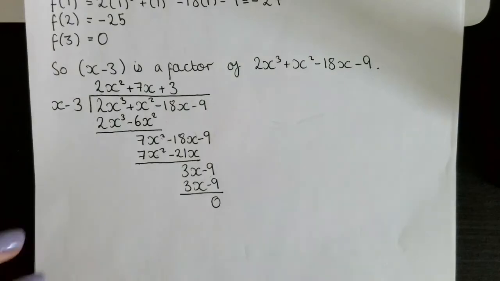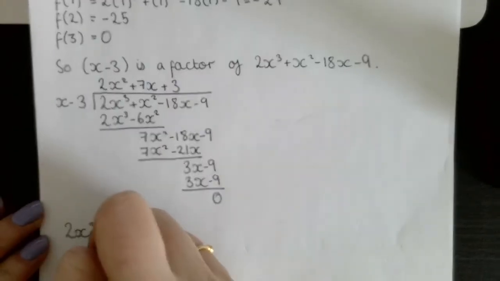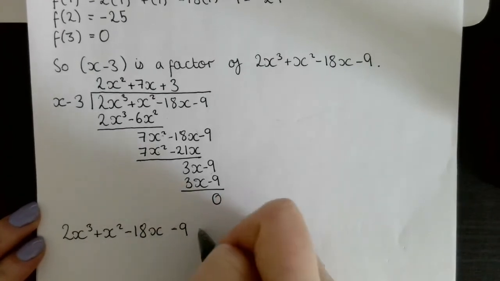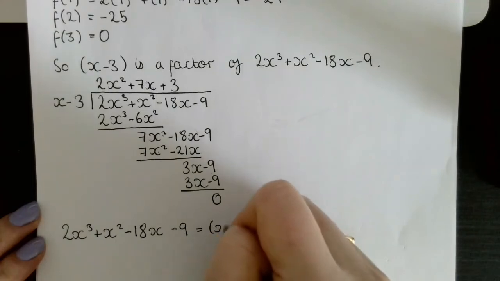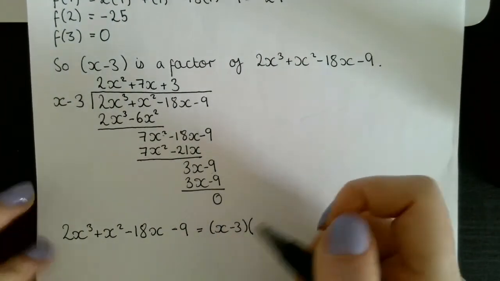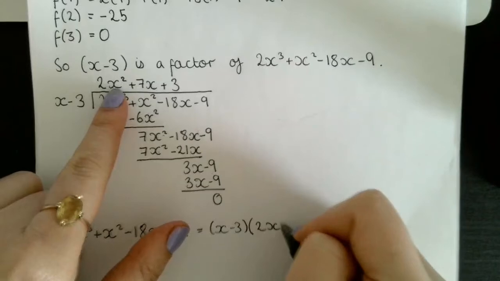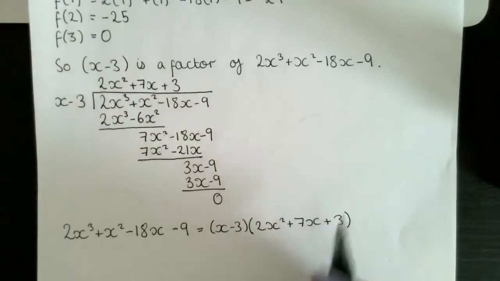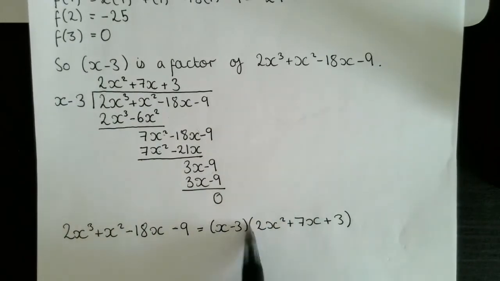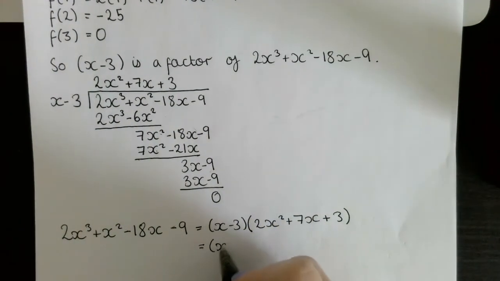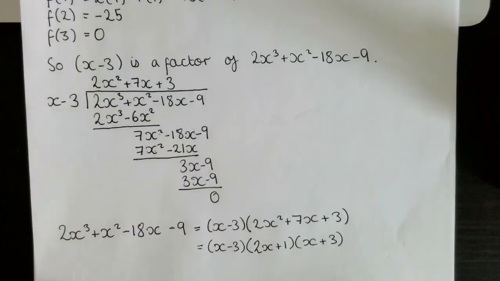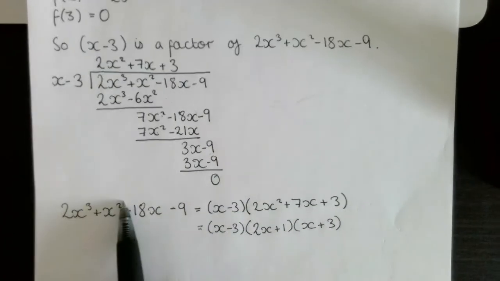So I know that 2x to the power of 3 plus x squared subtract 18x subtract 9 is equal to x minus 3 multiplied by 2x squared plus 7x plus 3. Now this quadratic here we can actually factorise into 2 brackets, and we get 2x plus 1 times x plus 3. And I have fully factorised my polynomial.